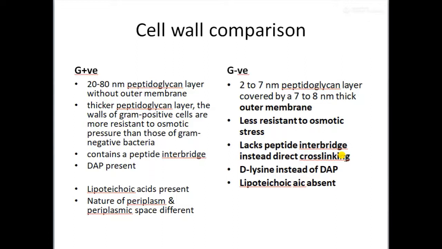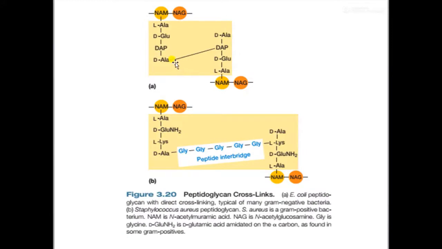You do remember the DAP and the D-alanine. So you can have a look over here. This is the case of here. The DAP and the D-alanine, they have the direct bridges, the direct linking in the case of the gram-negative bacteria. But here, in the case of gram-positive bacteria, they do have the peptide interbridges. So that was the point which I was explaining to you right now.